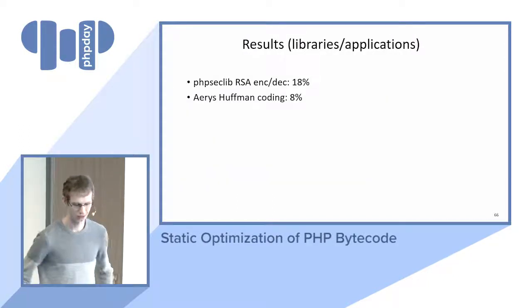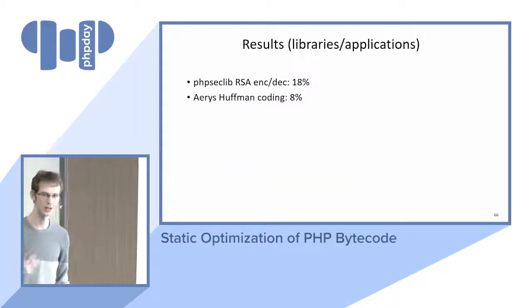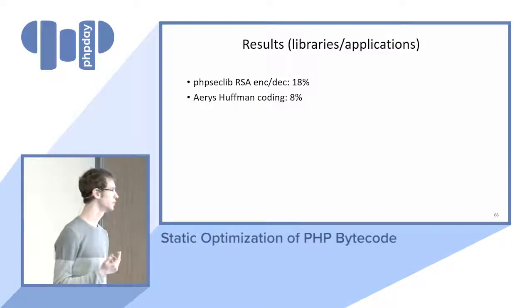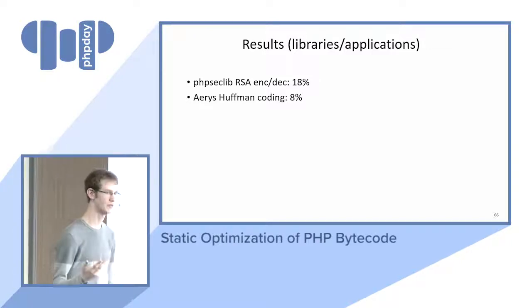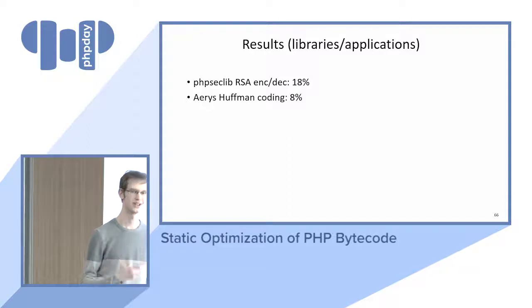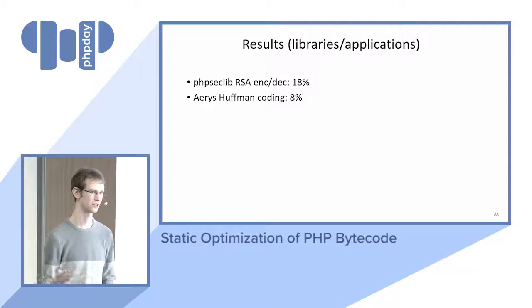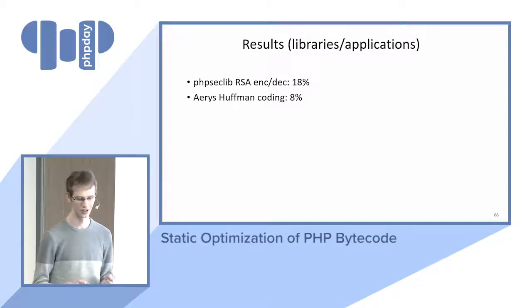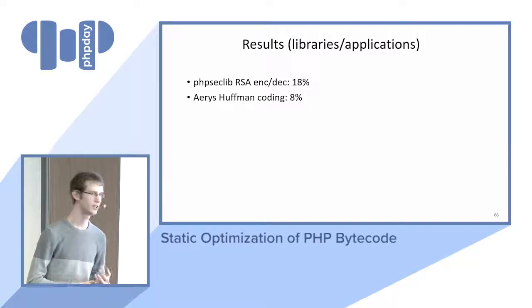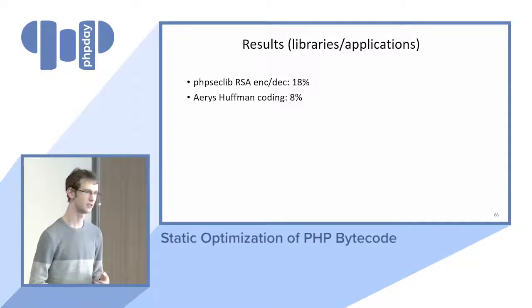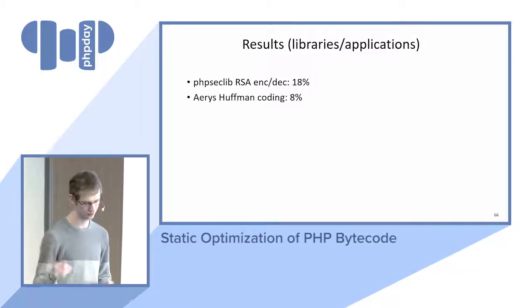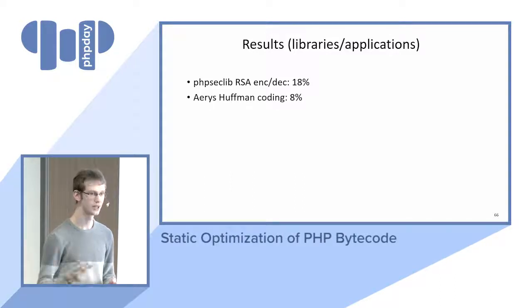If we look at the actual libraries, there are also a couple where we have benefits. For example, PHP seclib implements RSA encryption in PHP. So that's again numerical code which does optimize well, so we get something like a 20% improvement there. And similarly, the Iris library implements Huffman coding in PHP, so that's used as part of HTTP2 communication, so the HPACK header packing, if you're familiar. That's where we get 10%.